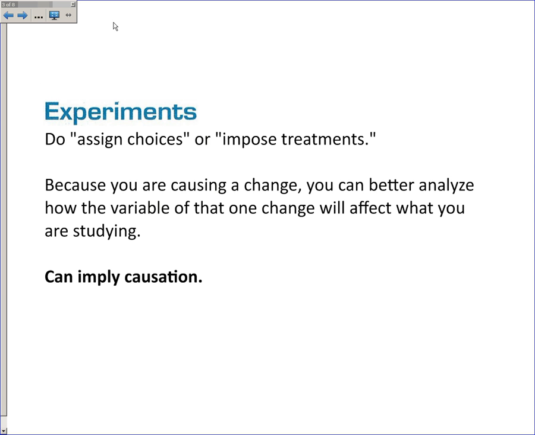That's different from an experiment where you are assigning a choice or you are imposing a treatment. And because you're causing a change to happen, you can analyze how that change affects the thing you're studying or the people that are in the experiment. Okay? Theoretically, that's the only difference between your groups is that change. And so you can imply causation in an experiment.